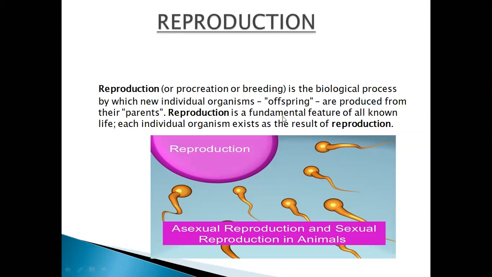Reproduction is a fundamental feature of all life. Each individual organism exists as the result of reproduction. The population is increasing day by day just because of this reproduction. The higher the reproduction rate, the larger the population. So simply, you can say an increase in the number of offsprings in an area is called reproduction.